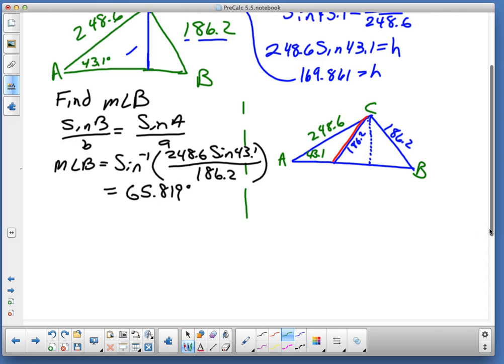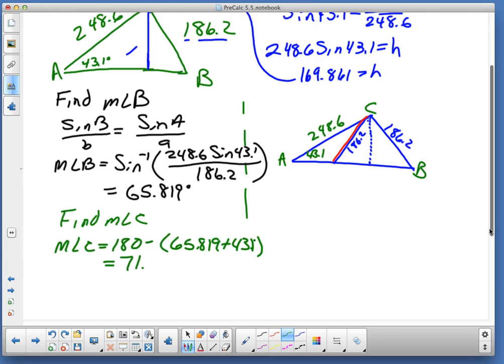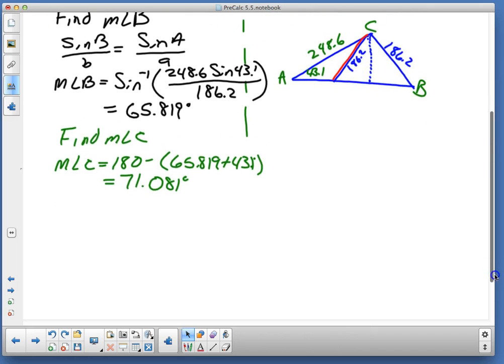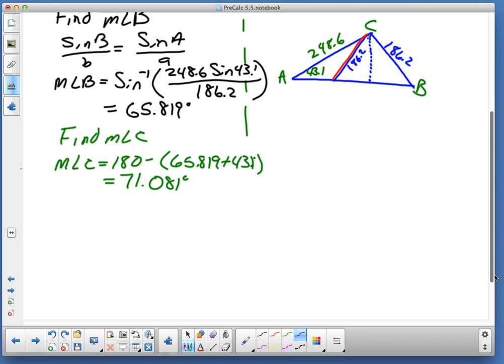So the measure of angle C is going to equal 180 minus the quantity 65.819 plus 43.1. Okay, and those are going to combine to help me get 71.081 degrees for the measure of angle C. And then, after I do that, I will find side c.